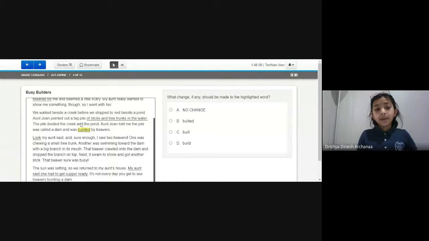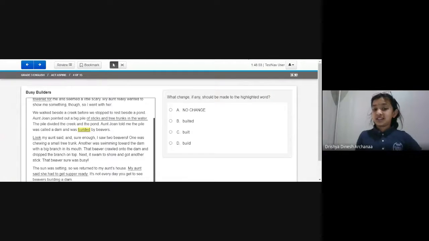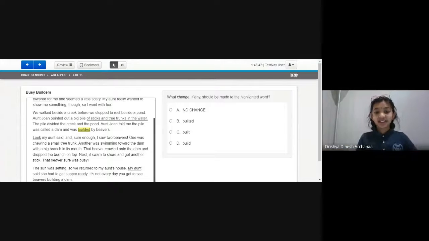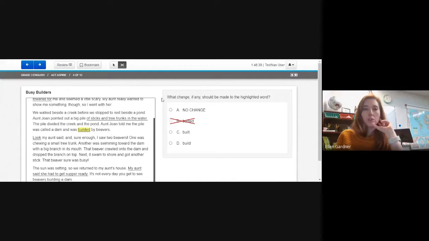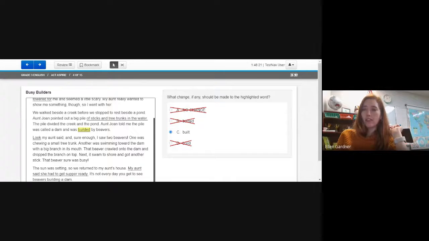So let's just go from the question straight to the highlighted word. What's the highlighted word? Builded. And now, builded by beavers doesn't make sense. Builded is not even a proper word. What should it be instead? Builted wouldn't work because that's not a word either. Good job. Build would mean that they're going to build it, but it was already there, so it's not that. And builded isn't a word, so we know it's not no change. So it has to be built. Very good. Who agrees with Drishya?